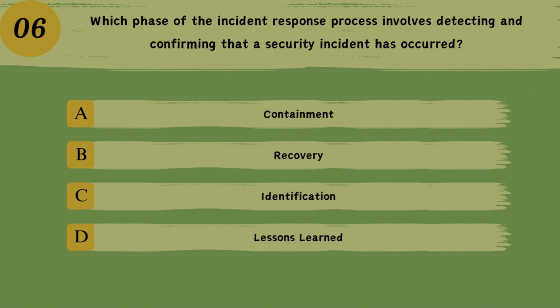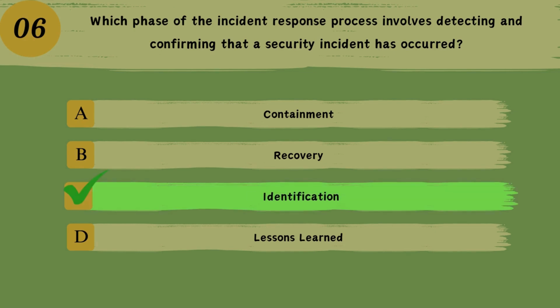Question 6. Which phase of the incident response process involves detecting and confirming that a security incident has occurred? A. Containment. B. Recovery. C. Identification. D. Lessons learned.